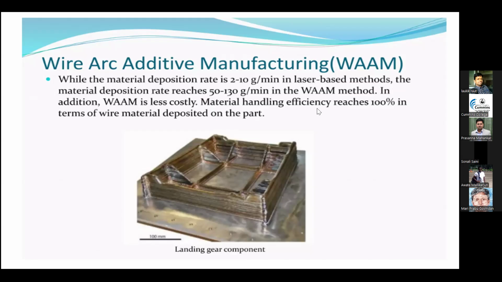Then the material handling efficiency reaches 100%. Here the material is in the form of wire, and the entire wire can be melted and deposited over the material. So material wastage is very less, we can say 0% in this method. Whereas if we use laser as a source and the material is in powder form, there is material wastage. So here the material handling efficiency is 100% in the case of wire arc additive manufacturing.